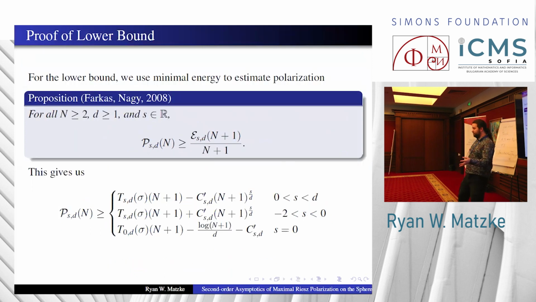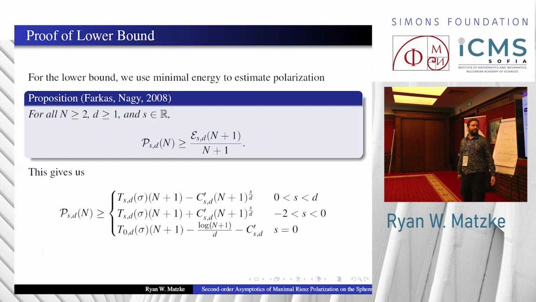So now just a bit of a sketch of where all of this is coming from. For the lower bounds, we actually make use of our knowledge of energy. So again, a result of Farkas and Nagy shows that you can bound maximal Riesz polarization for n points from below using minimal Riesz energy for n plus 1 points.